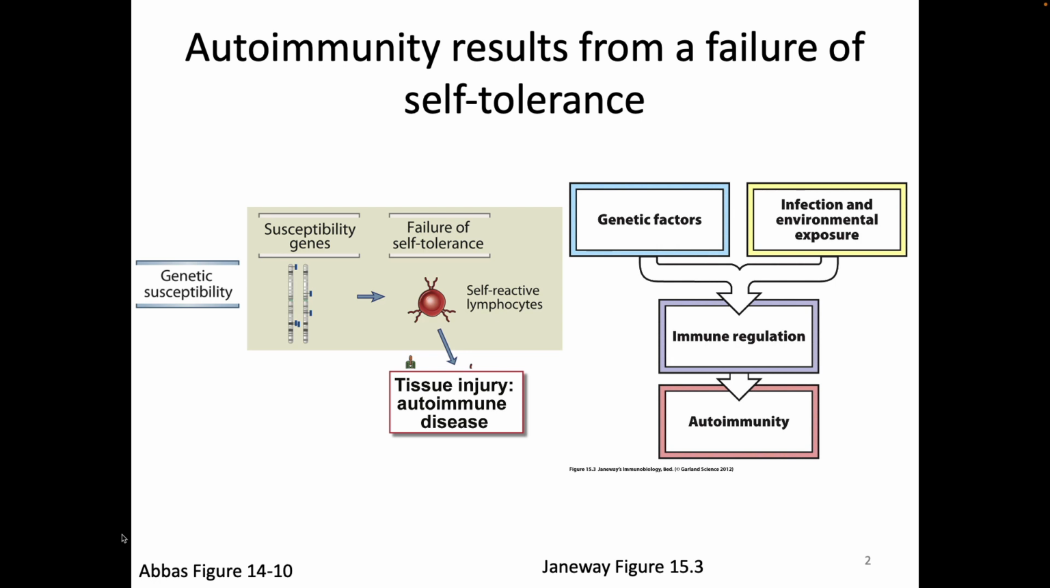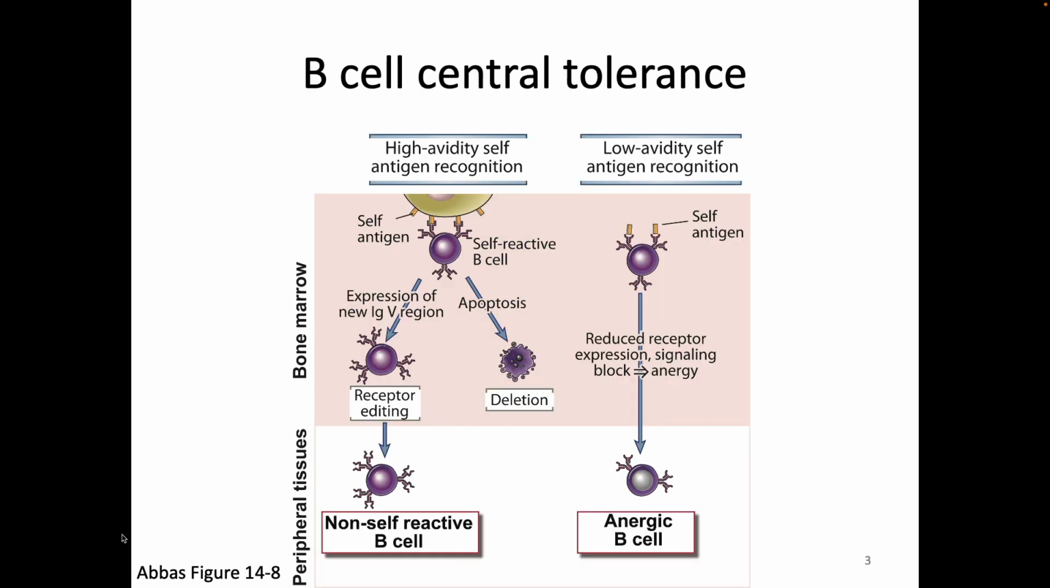So we saw some B cells sometimes being induced to anergy in the bone marrow. That was one of our options for B cell central tolerance. What were our other options? Michael? Deletion. So our self-reactive B cell could have been deleted. And then we had one other option. Yeah, Michael? Receptor editing. Perfect. So we've got three different ways that B cells can be tolerized during development. Those are the three central tolerance mechanisms.